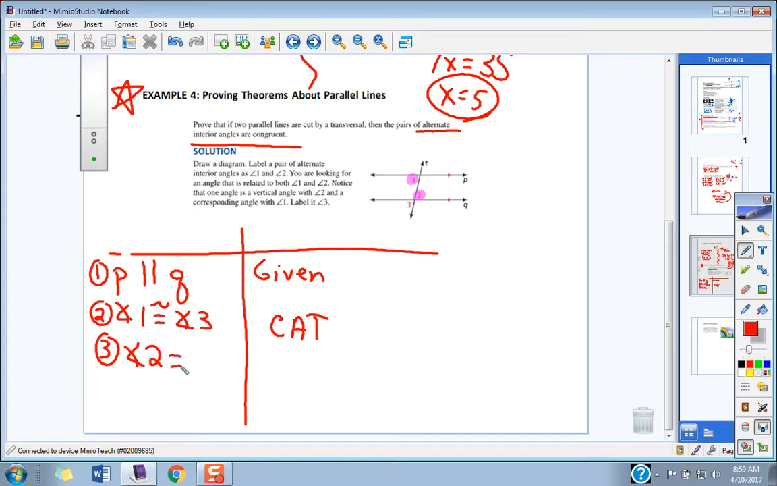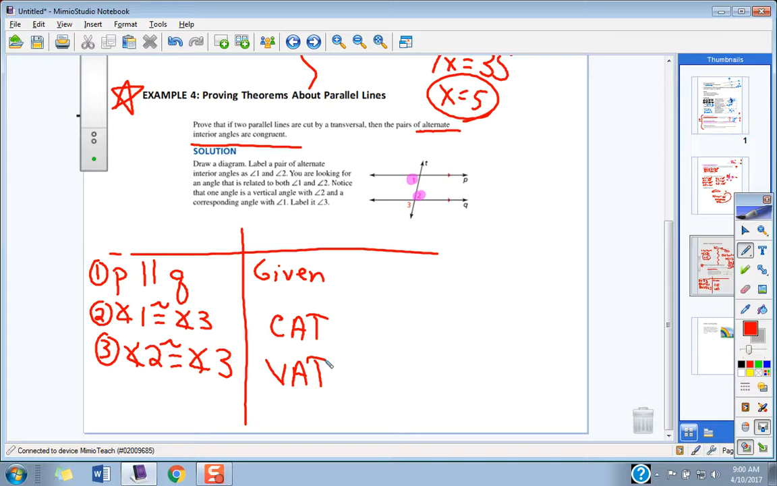Angle 2 is congruent to angle 3. Why are angle 2 and angle 3 congruent in that diagram? Well, look at 2 and 3. They're vertical. Okay? I'm going to put this down, which probably stands for vertical angles theorem. Okay?